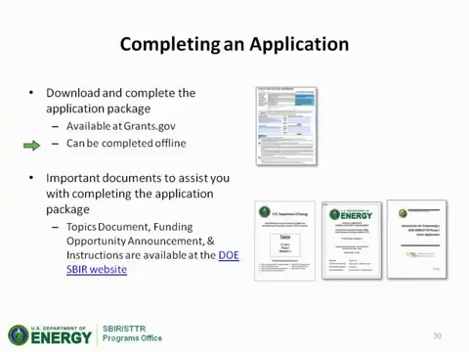And the documents that you will need to do that are, again, our topics document, our funding opportunity announcement, and finally we do provide instructions on how to fill out a Phase 1 application. It goes into a little more detail, step-by-step instructions. So again, if you're very new to that, we would encourage you to look at that document. And that document is available on the DOE SBIR website.